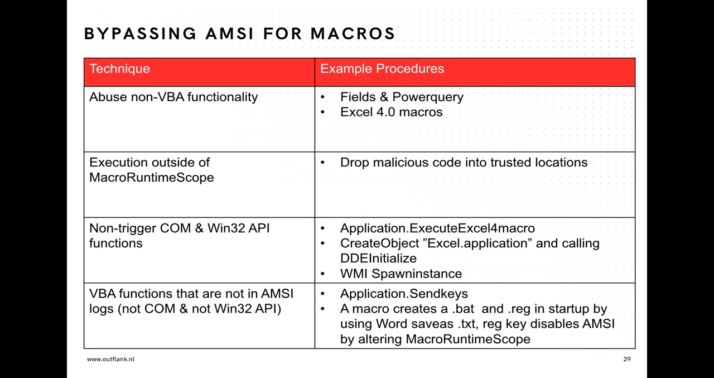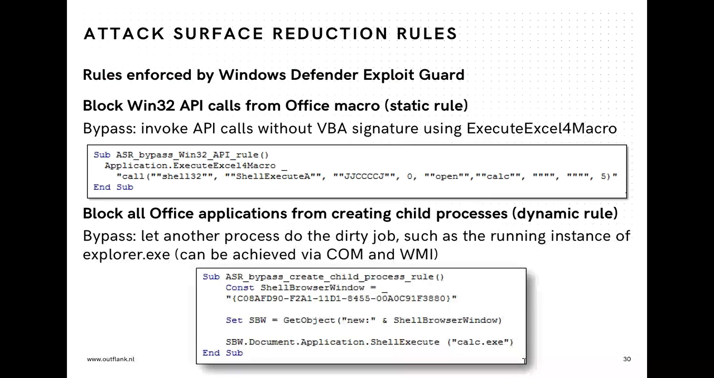Yeah. So what we're seeing is that the EMSI implementation for VBA is much weaker than the EMSI implementation for PowerShell, for example, and that is just by design because it works with logging and triggers, whereas the PowerShell EMSI just catches the whole script. This is completely different, and we already see that there are a few basic techniques by which we can bypass this. But on a properly hardened system, you might also run into attack surface reduction.